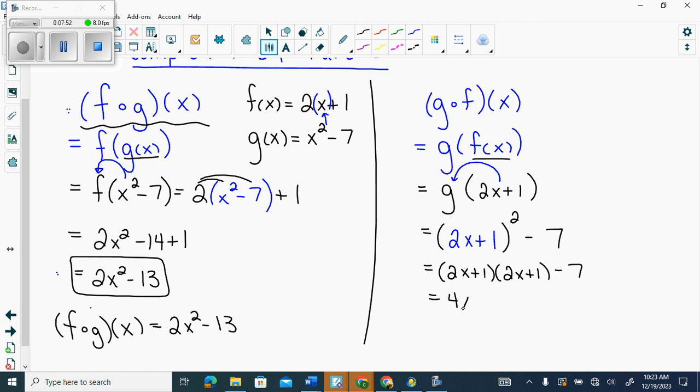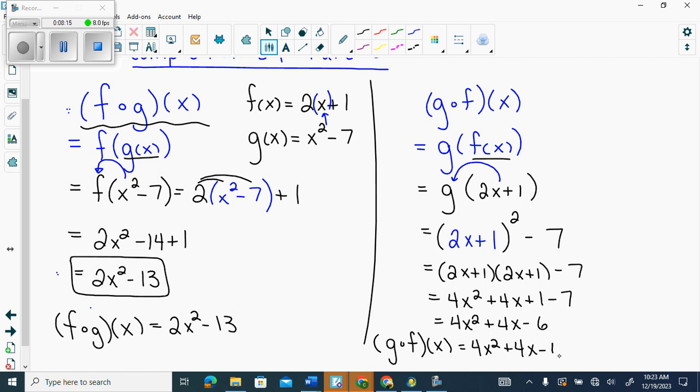So I get 4x squared plus 2x plus 2x is plus 4x plus 1 minus 7. So I get 4x squared plus 4x minus 6. So technically, g of f of x equals 4x squared plus 4x minus 6.